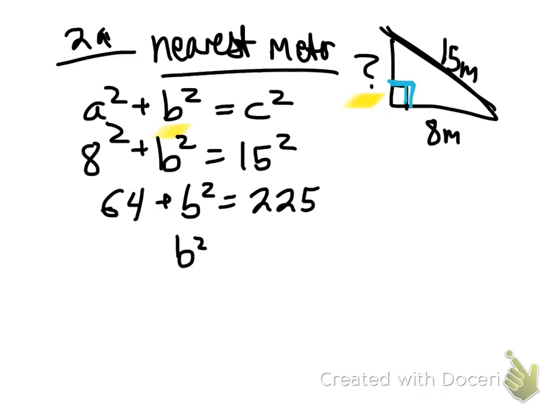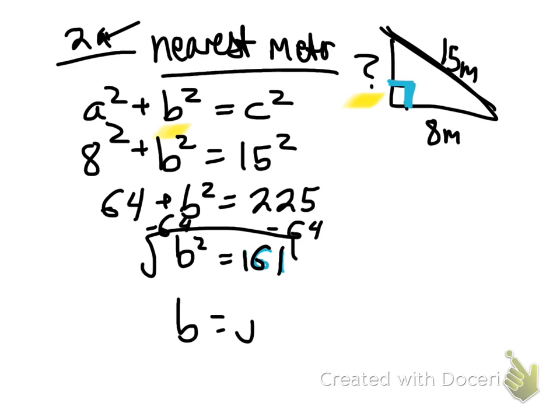I'm going to subtract 64 from both sides. B squared equals 225 minus 64. 225 minus 64 is 161. So you need to take the square root of both sides. So B equals the square root of 161.